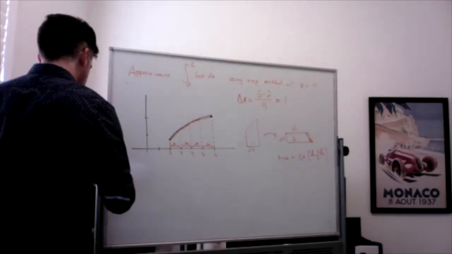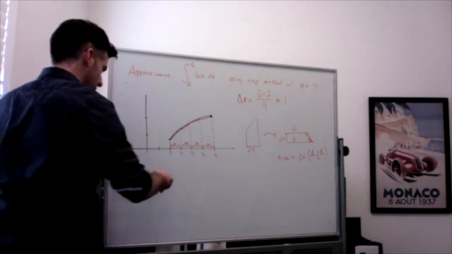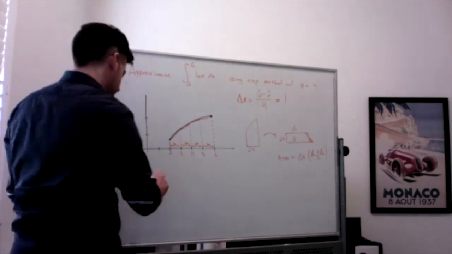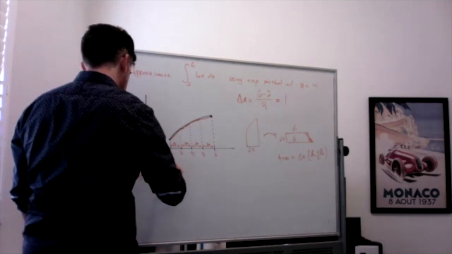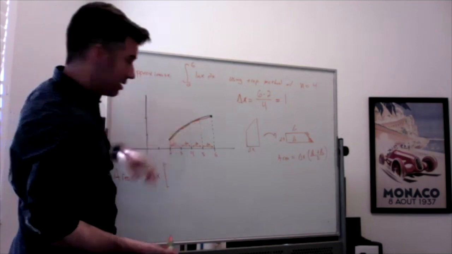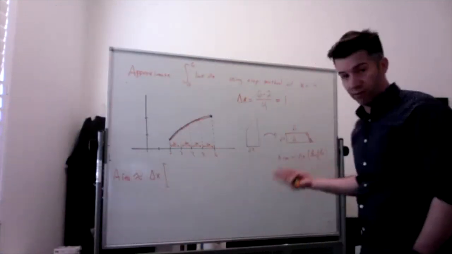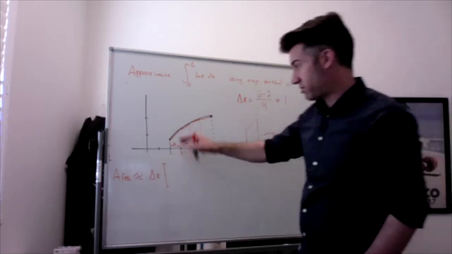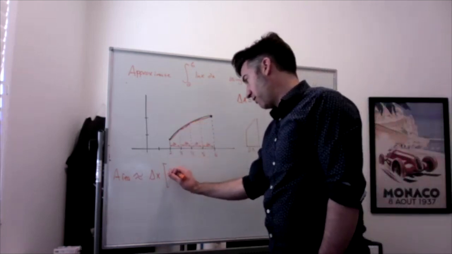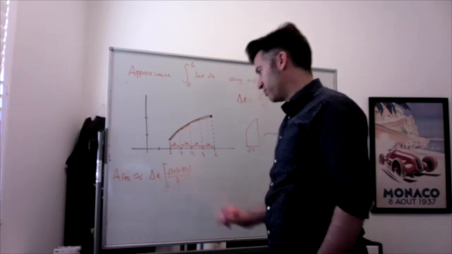going to be the base, which is delta x, times, okay, the area of this trapezoid is going to be, well, I already have the base, I just need essentially the average of the heights. So the average of the heights is going to be f of 2 plus f of 3 divided by 2.